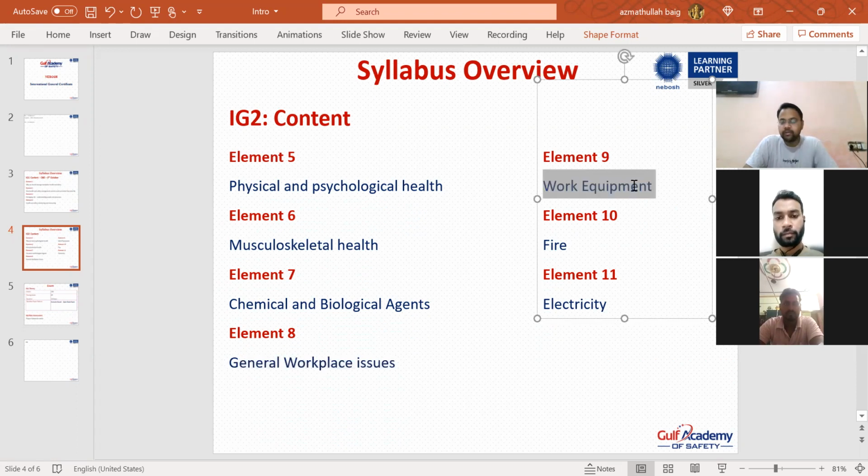In element 9, we are going to discuss work equipment hazards and controls, such as what are the different types of work equipment when people are using it, what are the risks associated with it, and how you can take precautions to reduce the risks. Element 10, fire hazards and controls. Element 11, electricity hazards and controls.